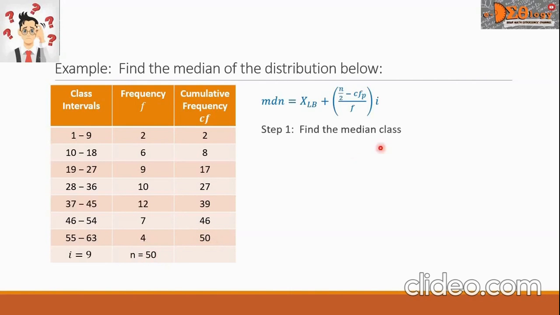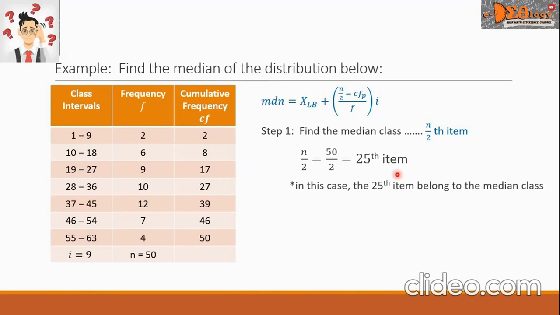For our step 1, let us find the median class. Or we say that we look for the n over 2 item. Or we say the middle term. Let us compute for the n over 2. Our n is 50 divided by 2, we have 25. We are looking now for the middle term, that is the 25th item. In this case, the 25th item belongs to the median class.